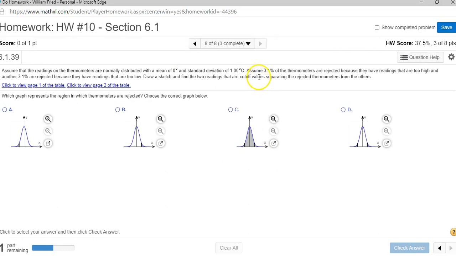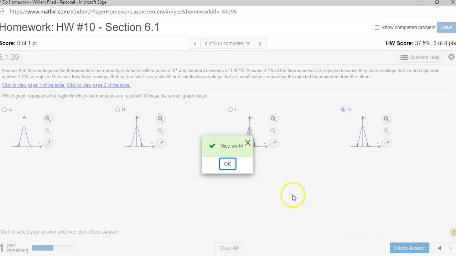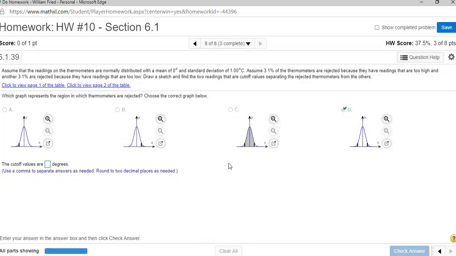Okay, well, let's do this one last one. So it wants us to separate the 3.1% that are the highest and the lowest 3.1%. So the sketch here that separates these, I think it's D because it's 3.1% to the left of that one, 3.1% to the right of that one. So I'm going to think it's D. Nice work. And then to find the actual numbers, because of the symmetry of this graph, it's going to be the same value with a plus sign and a minus sign.